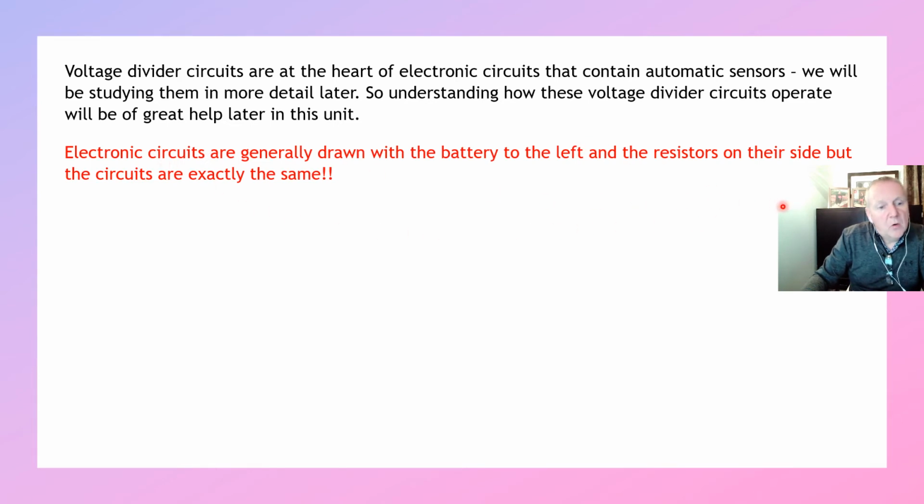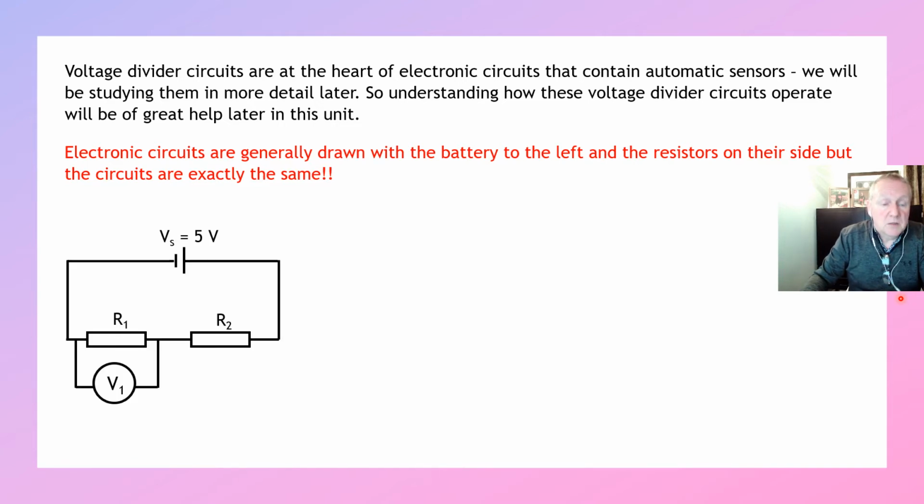Now, we think about how circuits can be drawn slightly differently. Generally, when we come on to the electronic stuff, which we're not quite there yet, it's going to happen in the next couple of weeks, they draw them with the battery to the left and the resistors on their side, so they're kind of twisted round 90 degrees. I'm going to show you three circuits that are actually exactly the same. That would be your standard circuit that we've been dealing with up till now. So you've got a power supply, a battery, and two resistors, R1 and R2. This is a voltage divider circuit, and we're monitoring the voltage across V1.